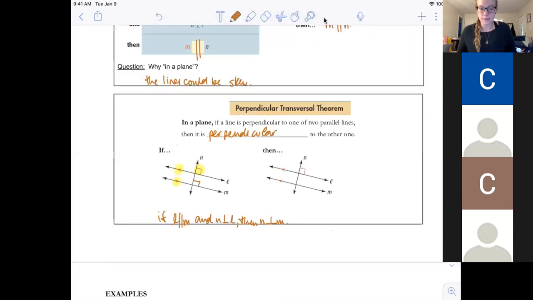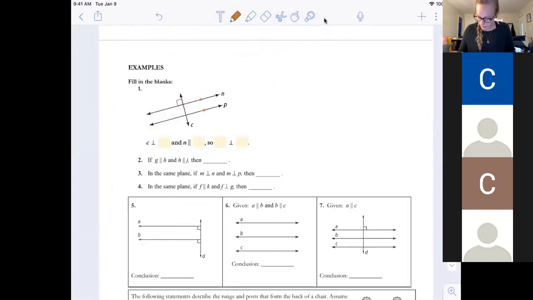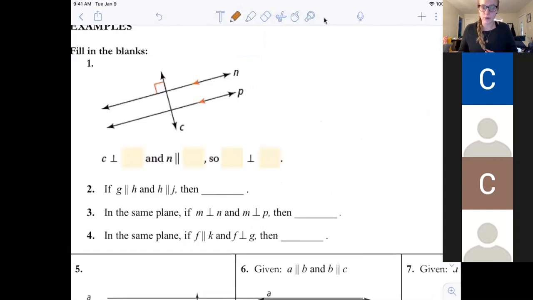Okay. Any questions? Anybody want me to talk any more about those? Okay, let's do some examples. I can't see your faces, so I have no idea how we're doing. So you have to make sure you're vocal if you don't know what's happening.